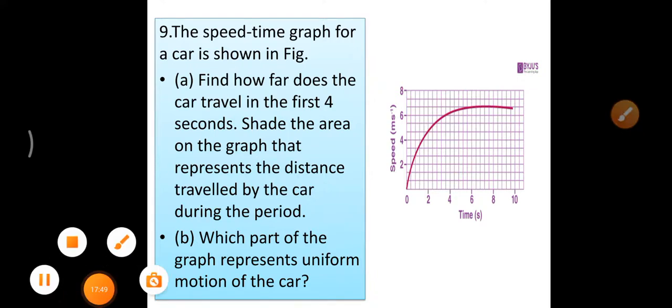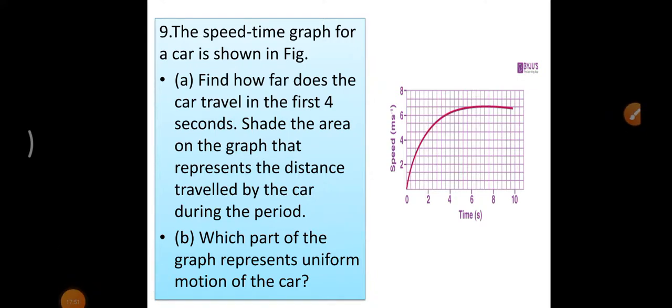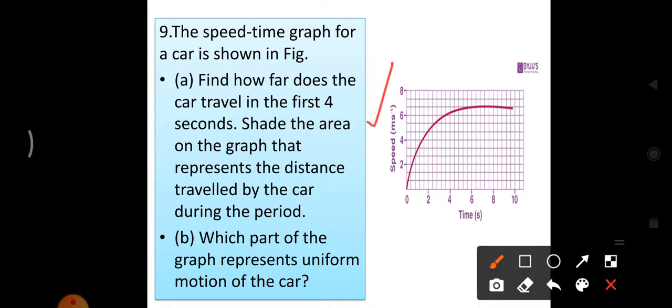In question number 9, the speed time graph for a car is given. See, this is the speed time graph for a car. Find how far the car travels in the first 4 seconds. In the first 4 seconds, how much distance it covered, you have to find. Shade the area on the graph that represents the distance travelled by the car during that period. So you have to shade it.